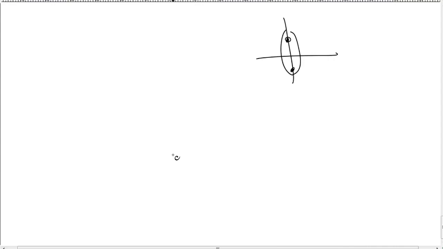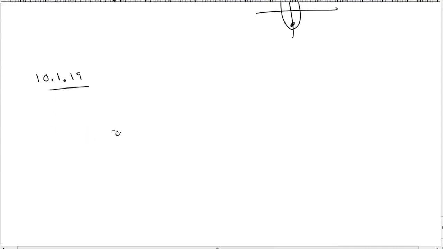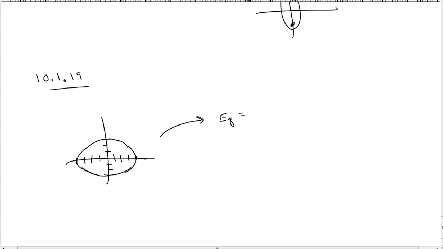And now the next problem. I like to do different problems whenever possible, trying to change it up and make sure you see every possibility that you'll have on your homework. And this is a pre-drawn ellipse for you, and they want the equation now.